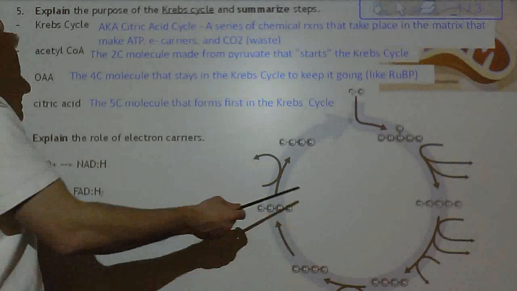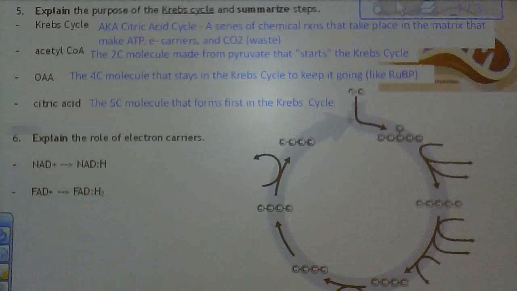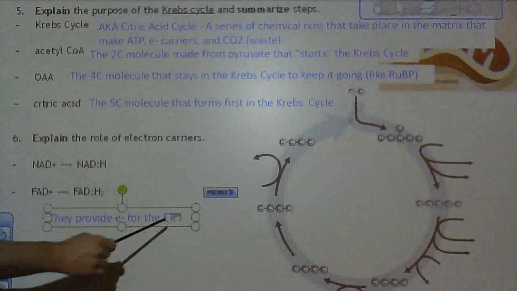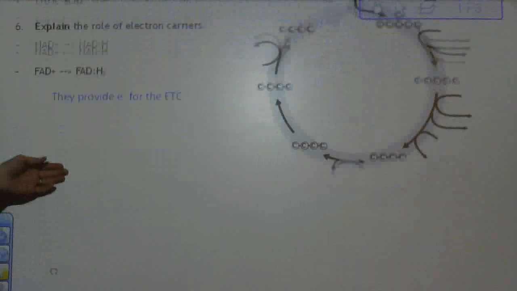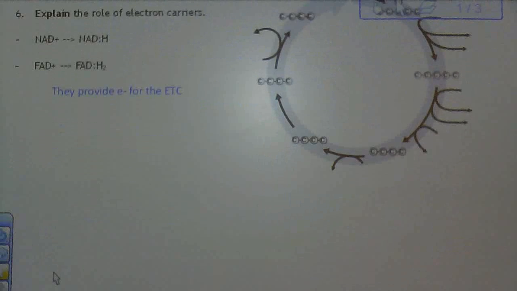Before we get into the Krebs cycle diagram, I just want to go back to the rest of this, and that is number 6, explaining the role of electron carriers. And we've already seen these guys in photosynthesis, so it should be kind of a no-brainer. They provide electrons for the electron transport chain.